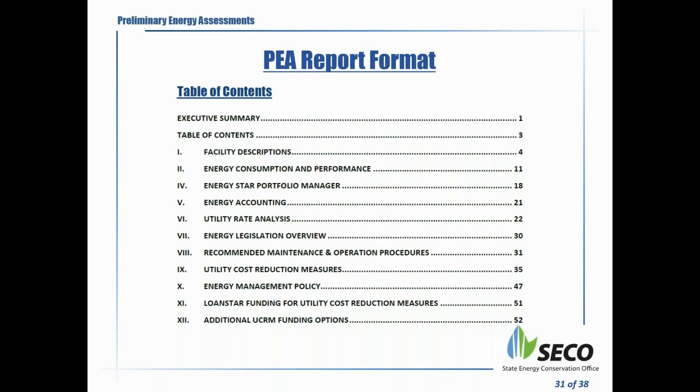And I've been asked, what would a PEA report have? The best way to describe this is that I put a table of contents over here. So you will see a PEA report will have an executive summary and the table of contents. It will have facility description, energy consumption, and performance. Remember all the data you gave us. We analyze them and present them in the report.